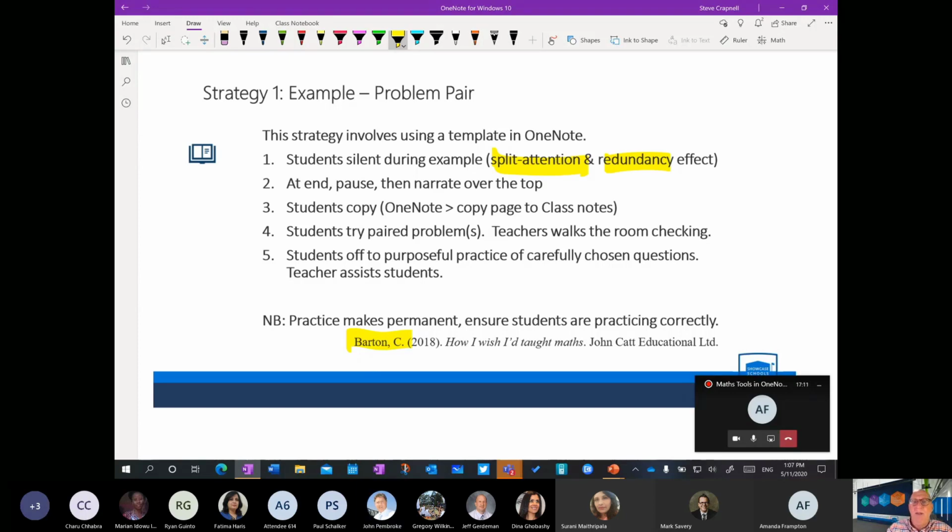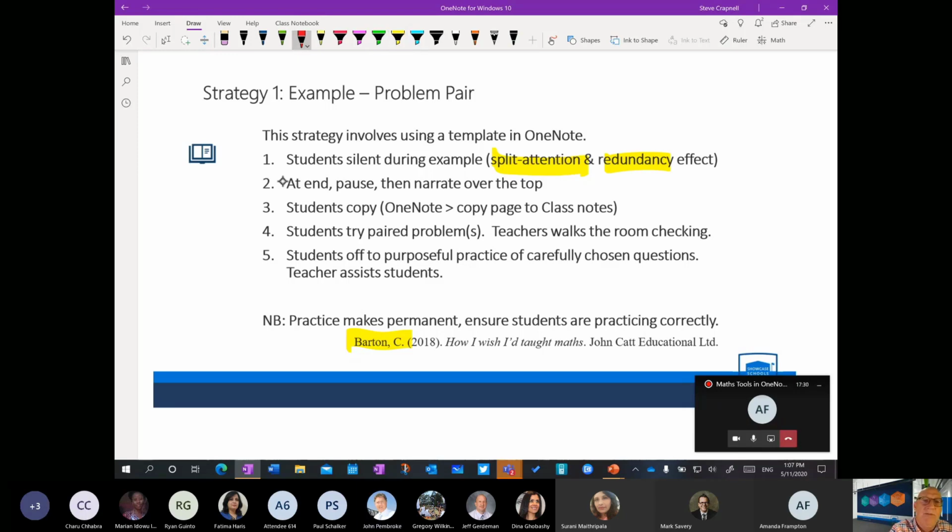The second thing is the redundancy effect on students. It's when they're presented with additional information. It's like when I go off on a tangent mid-example. Okay, that is very difficult for students to ignore, and that is also being processed by the working memory, and I want to reduce that. So that's the technique there.